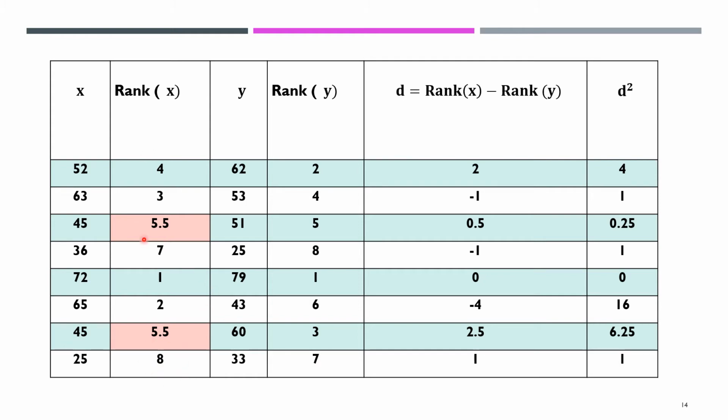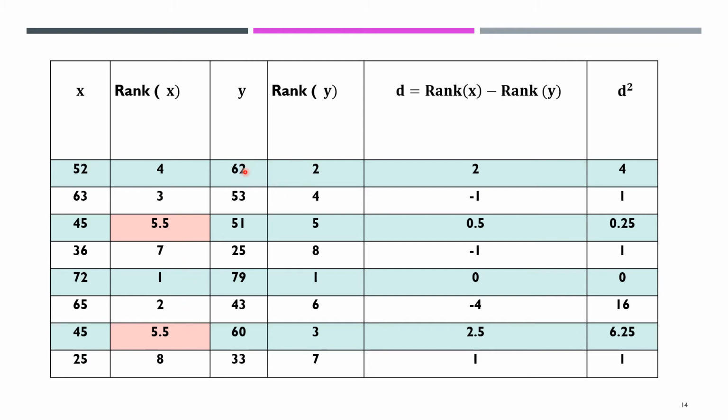So wherever there is a tie between two ranks, take the average of those two ranks. Here the tie was between 5th rank and 6th rank. That is why we have taken the average of 5 and 6. So 5 plus 6 divided by 2 comes out to be 5.5, giving the ranks 5 and 6 as 5.5 and 5.5.